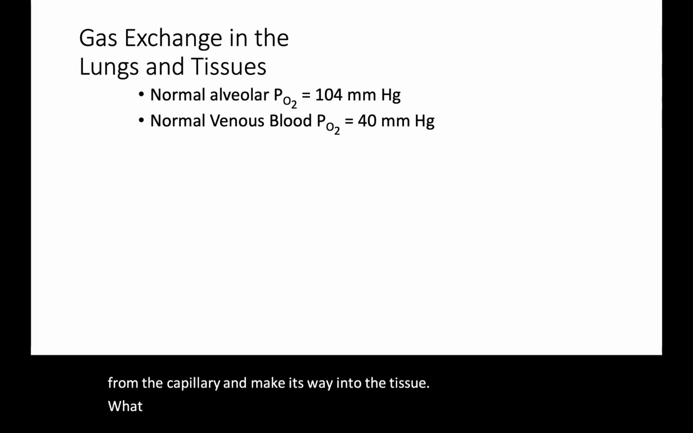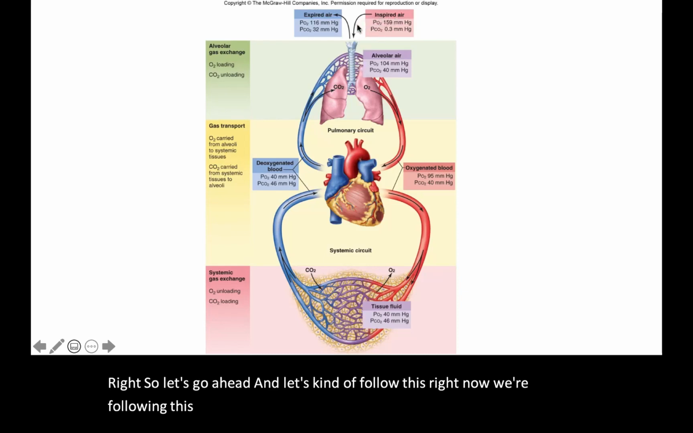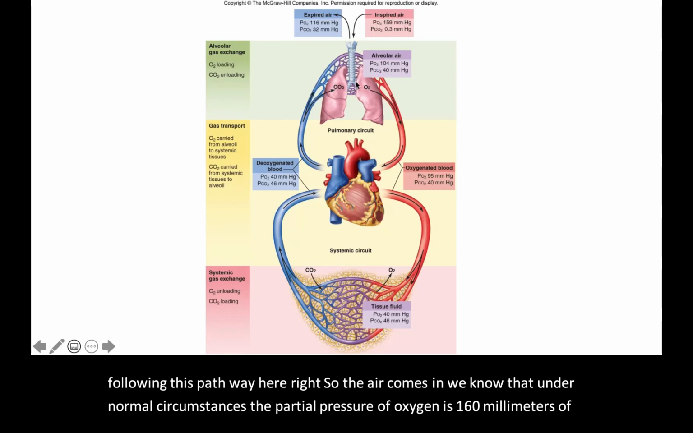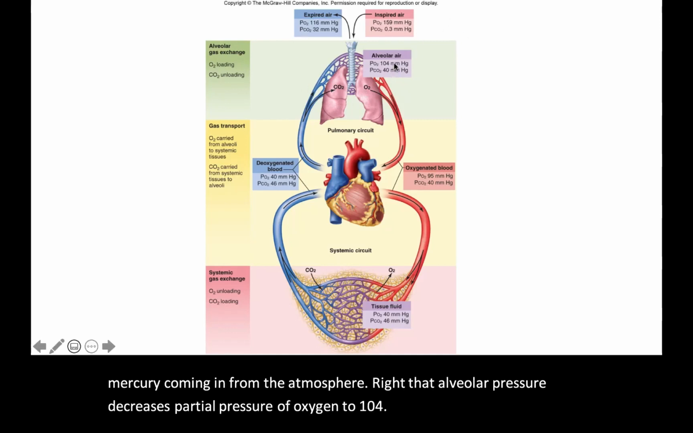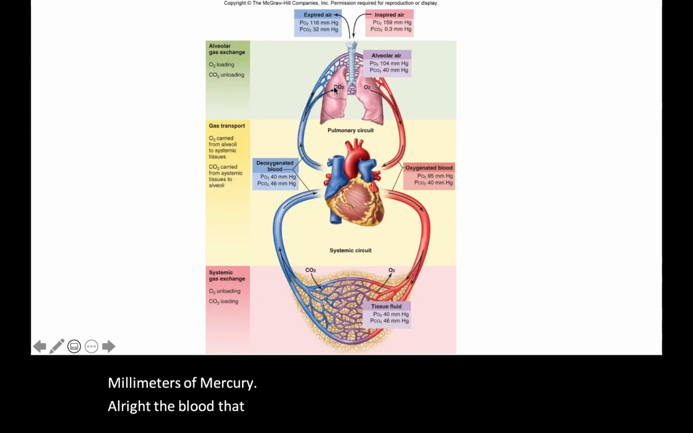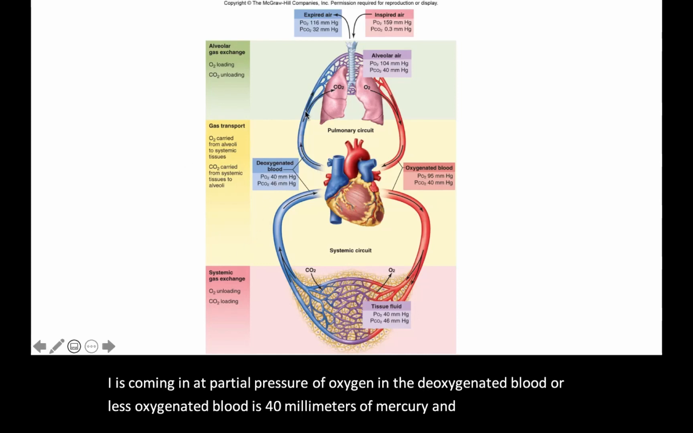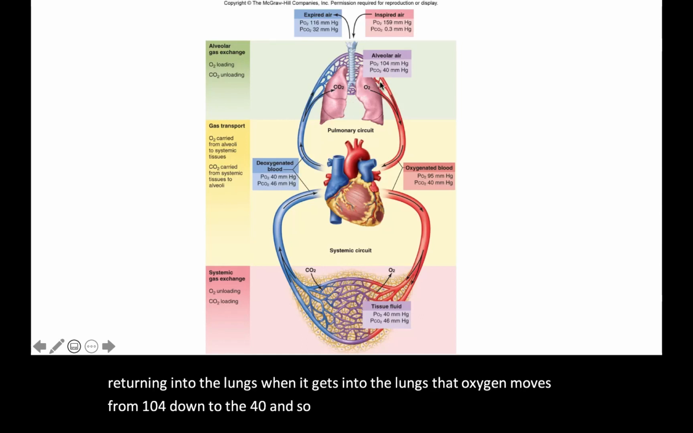And what does this all look like? Well, this is what it looks like. Let's go ahead and follow this pathway here. The air comes in. We know that under normal circumstances, the partial pressure of oxygen is 160 millimeters of mercury coming in from the atmosphere. That alveolar pressure decreases the partial pressure of oxygen to 104 millimeters of mercury. The blood that is returning to the lungs, the deoxygenated or less oxygenated blood, is coming in at a partial pressure of oxygen of 40 millimeters of mercury. And so this blood is returning into the lungs. When it gets into the lungs, that oxygen moves from 104 down to the 40.